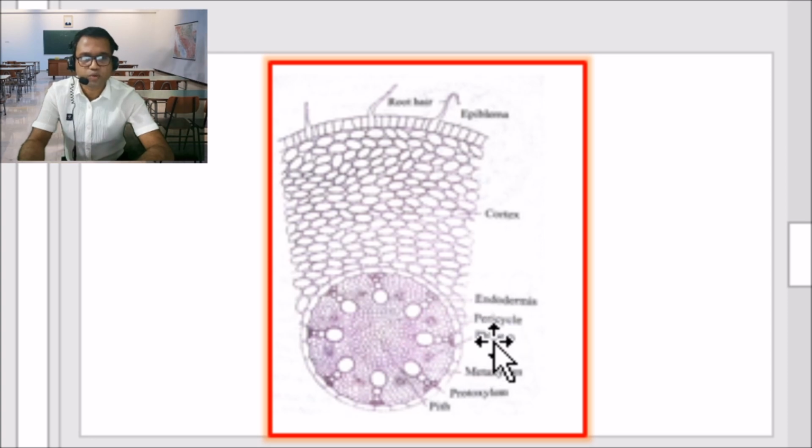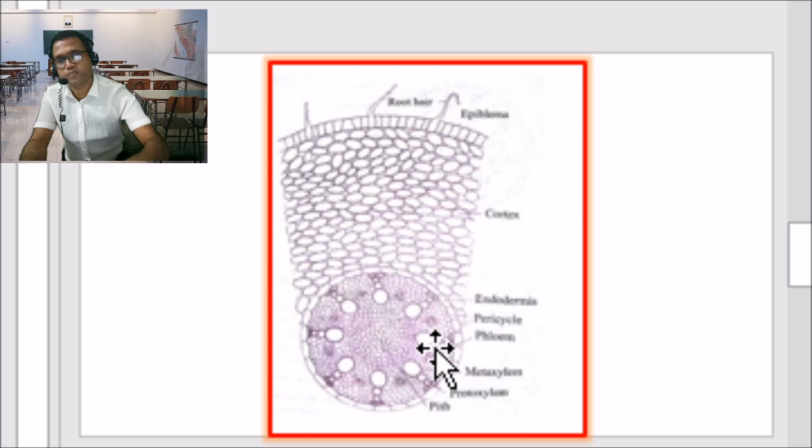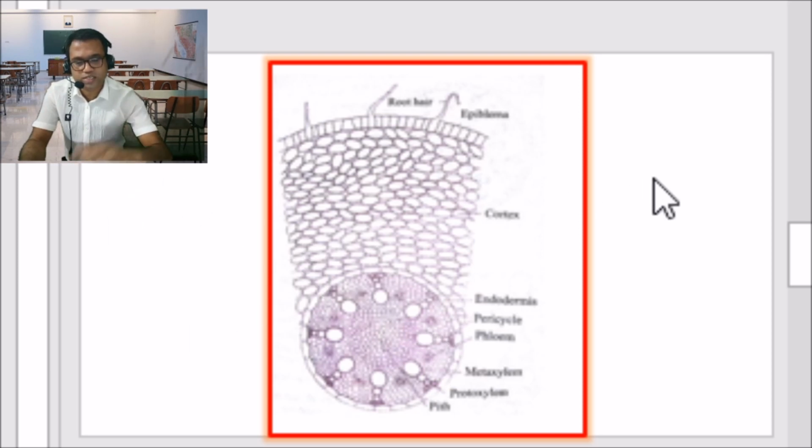Next one is protoxylem. A small part of this xylem is known as protoxylem, and the bigger one is known as metaxylem. In the arrangement of protoxylem and metaxylem, protoxylem remains in the peripheral zone or outer surface, and metaxylem remains towards the center. And phloem. In between xylem and phloem there is present pith. These are the different parts of the monocot root.